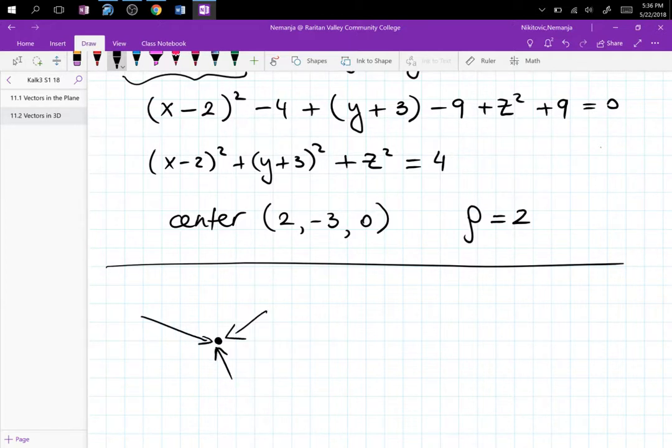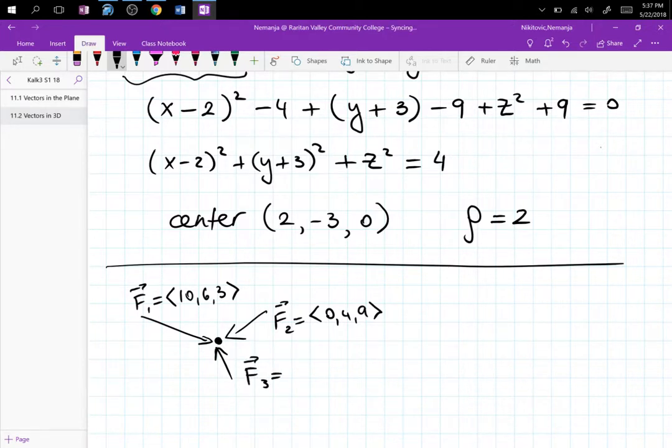So the object is acted on with two forces. So force F1 is 10, 6, 3, and the force F2 is 0, 4, 9. What is the force 3 so that the object stays in equilibrium, i.e. is not moving anywhere, as all three forces are acting on it?